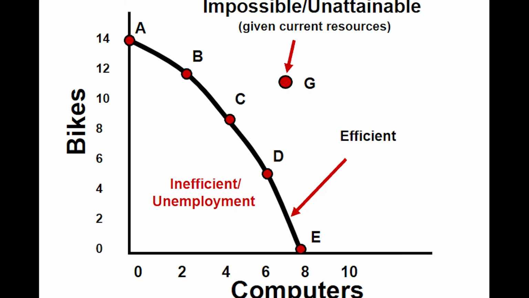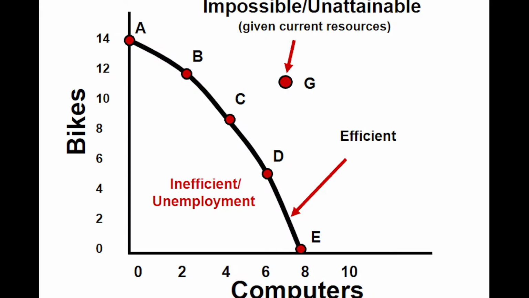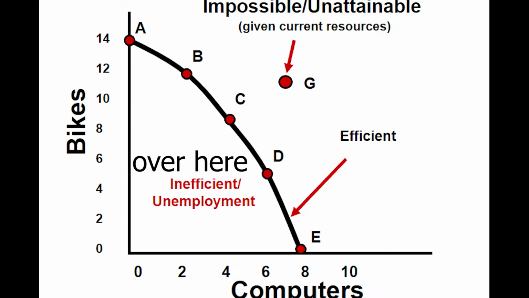On this graph, we can also see what is efficient, inefficient, and unattainable. Anything on the curve is efficient, while things that are below it are inefficient. And what's above it is unattainable.